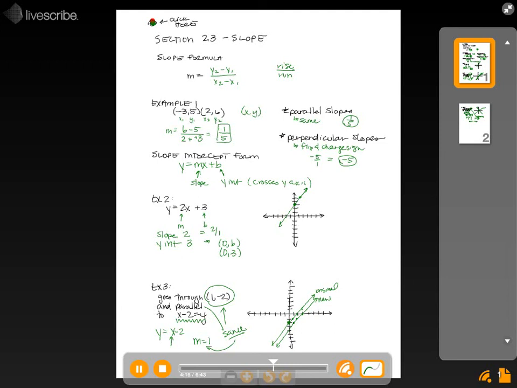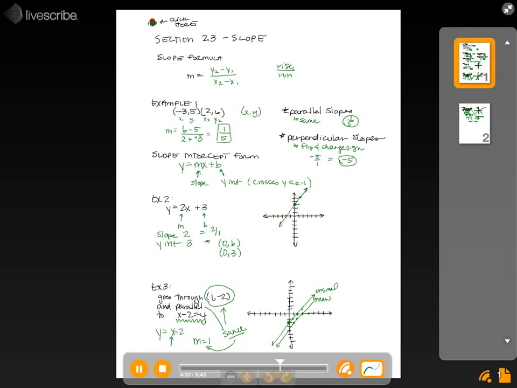Okay, notice that they're parallel. Parallel means they don't intersect. That's what our graph shows. Our original line and our new line, they don't intersect each other. Okay? That's how we would graph a line parallel, going through a specific point, parallel to a line that they give you in slope-intercept form.